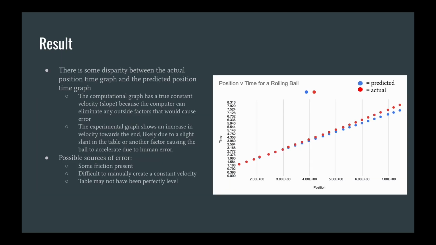The result of this experiment are shown in the scatter plot comparing the predicted movement of the ball in blue and the actual movement of the ball in red. As you can see, there is some disparity, especially towards the end. The computational graph has a steady slope due to the velocity being simulated to be perfect. However, the slope, or the velocity, increases towards the end of the experimental graph, likely due to human error. Some other sources of error to consider are disparities in the amount of friction when the computational model is assuming no friction, or I did not manually create a perfect constant velocity, or that the table might have been a slight slant causing it to accelerate towards the end.